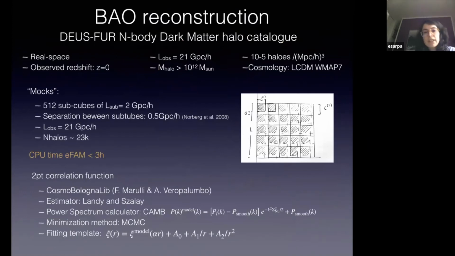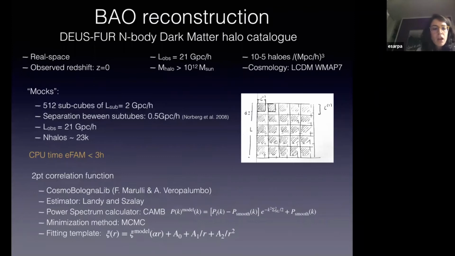And to assess its validity, we decided to apply it to the reconstruction of 512 subcubes extracted from the Dell'Spur N-body dark matter halo catalog. So to ensure the statistical independence of the subsamples, which I will call mocks, we took the full 21 gigaparsec box and divided it into 512 subcubes separated by a buffer region of 500 megaparsec. At this scale, the 2-point correlation function goes to 0, so we can consider the boxes as uncorrelated.